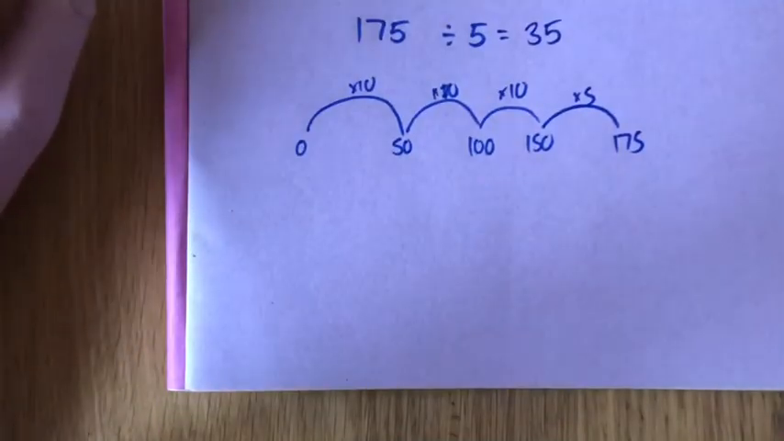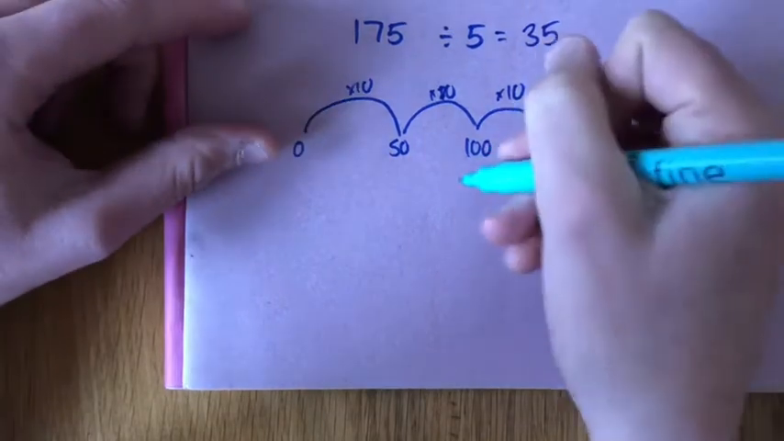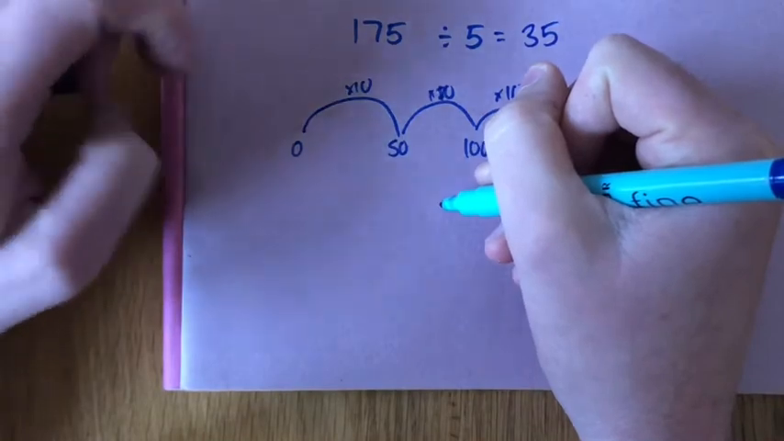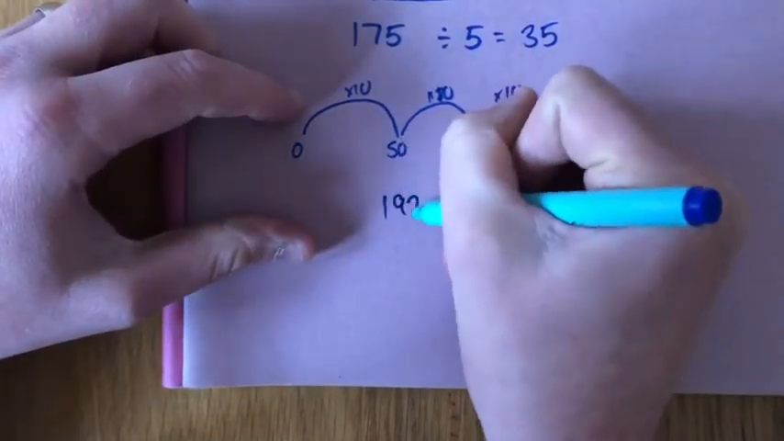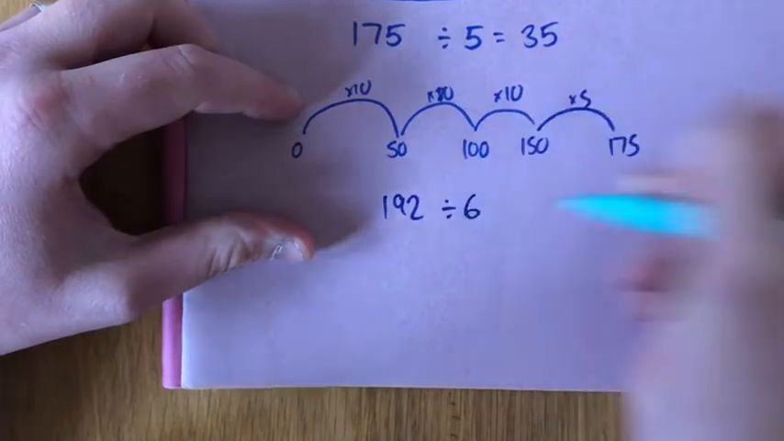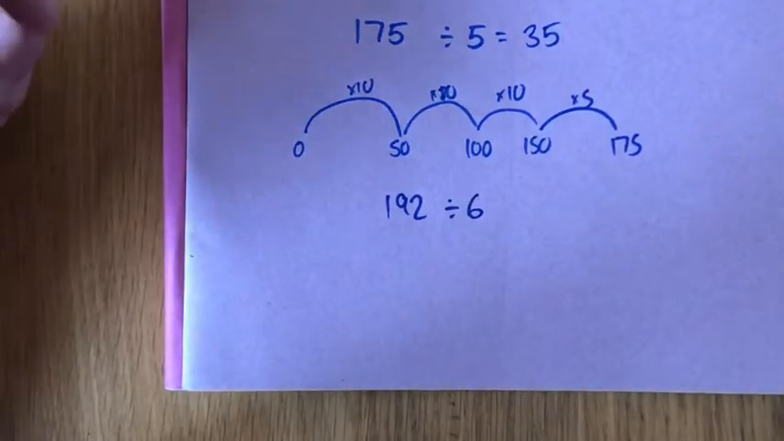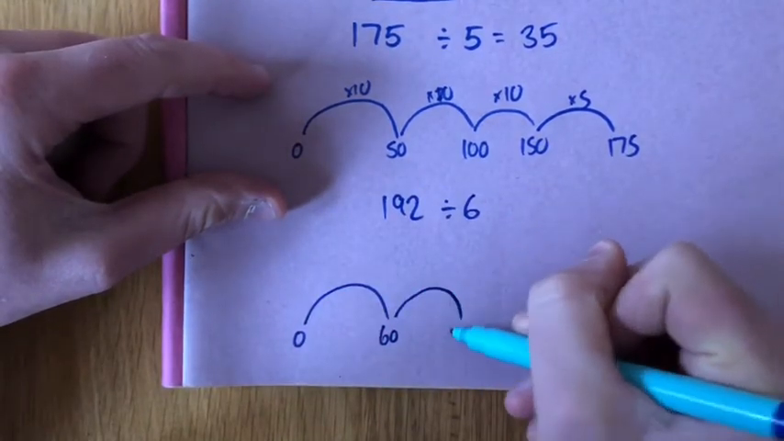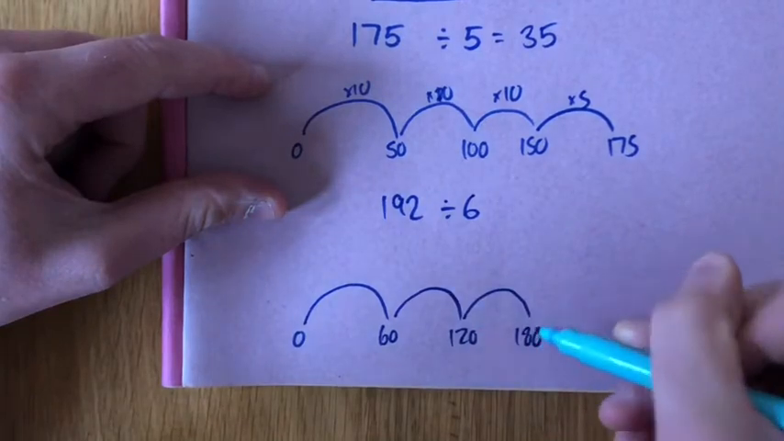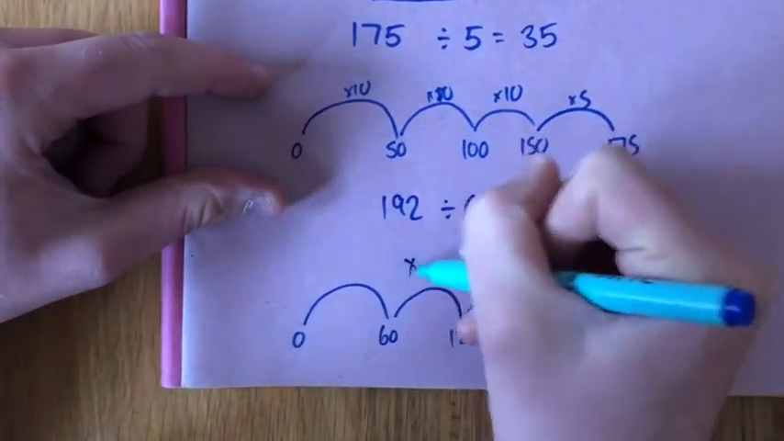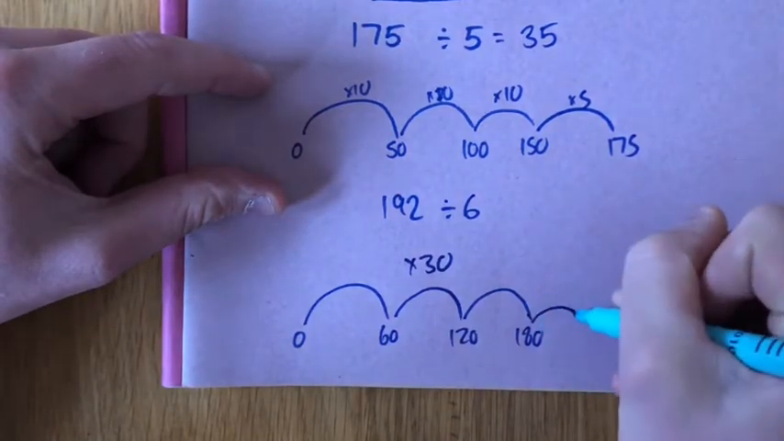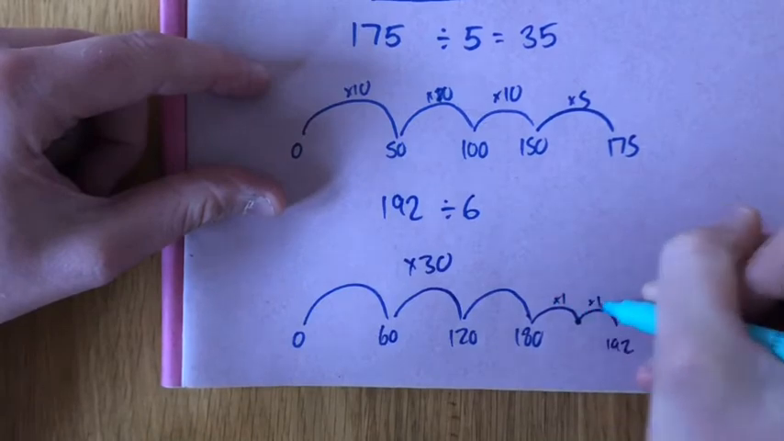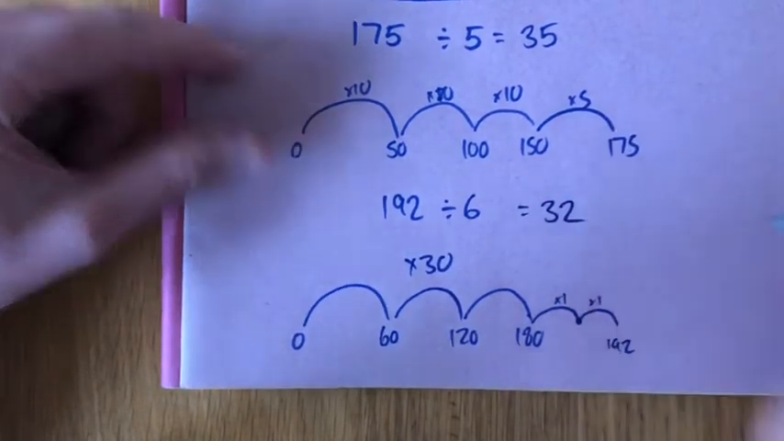I'll do another example. Let's say we've got something like 192 divided by 6. There's nothing easy there, so I can't use a multiplication triangle. So starting at 0, well, if I go 60, 120, 180, I know that those were going up in tens, so that's going to be 30 lots. And then 180, 186, 192. They're going up in one lots. So my answer is 32.